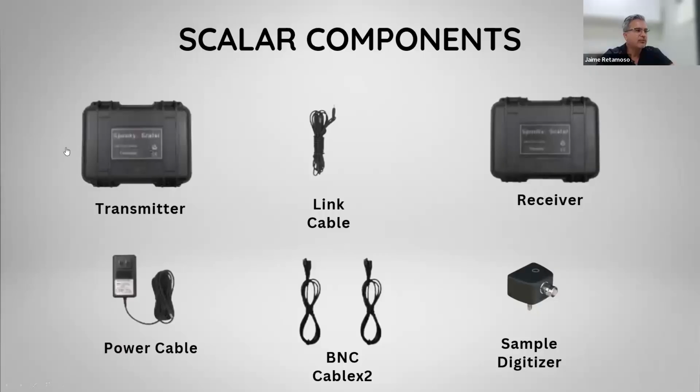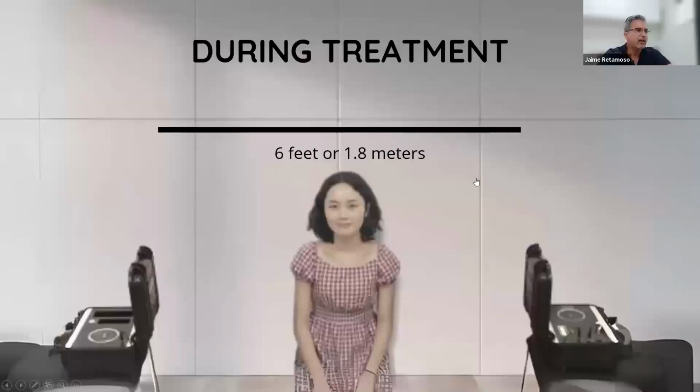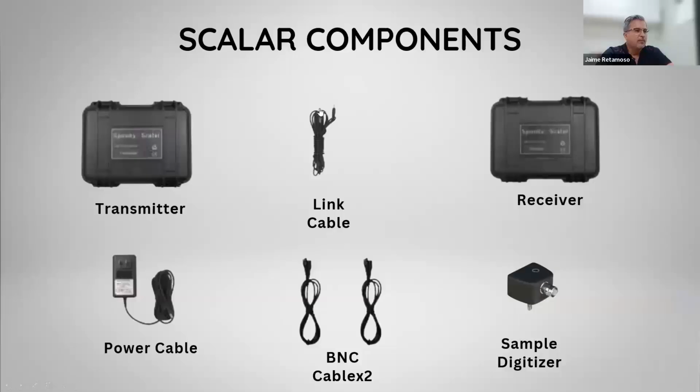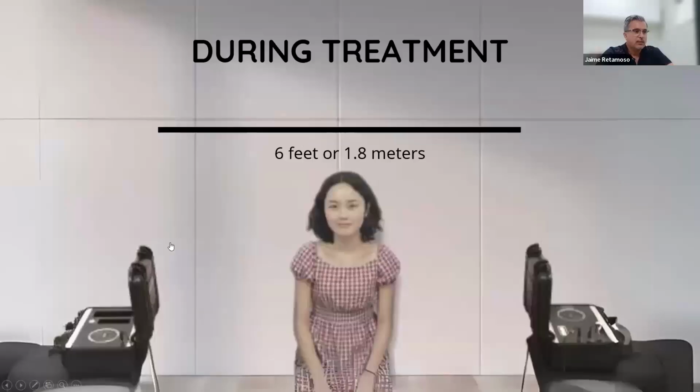So this is the device you receive. You have the transmitter, and what differentiates the transmitter from the receiver is the screen. You get the link cable, sample digitizer. This is very important because to do the biofeedback, you will receive two BNC cables and the power cable, okay? This is the way you set the devices, okay?